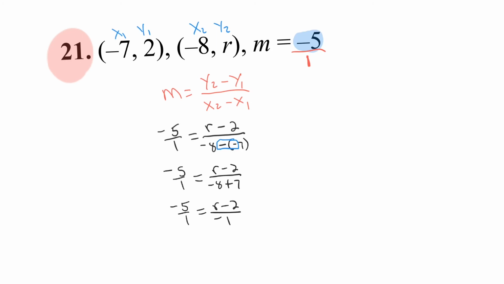You can cross multiply. So let's go ahead and cross multiply here. -5 times -1. You're multiplying. So I'm going to do the work over here. That's positive 5. Negative times a negative is positive. 5 times 1 is 5.